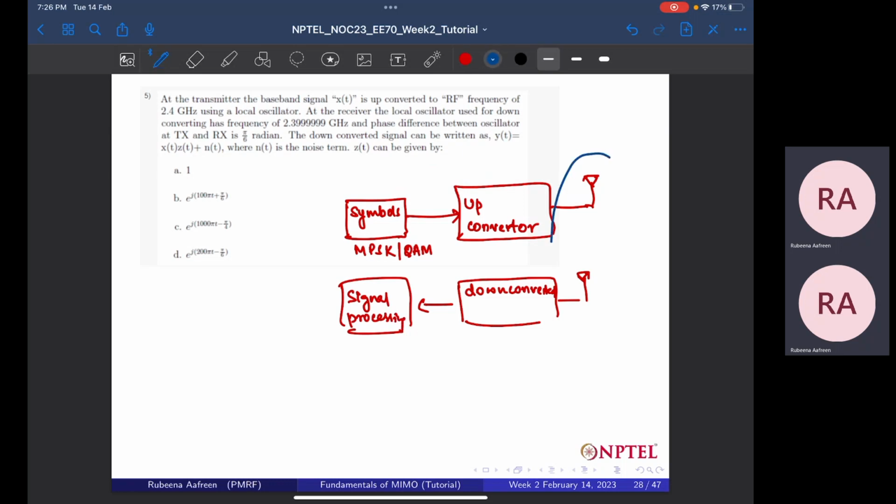So in this question, we are considering this part. At the transmitter, during up conversion, suppose some XT is there. This is up converted into e to the power j 2 pi FCT plus some phase. At the receiver, we assume that the down converter has the exact knowledge of this FC and phi so as to down convert it ideally. But practically that doesn't happen, right? Practically there will always be some error in the carrier frequency information or the phase information.